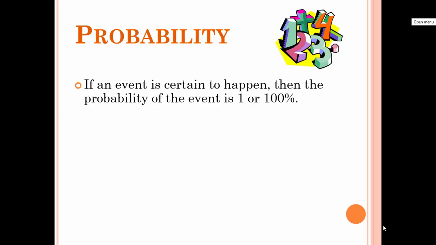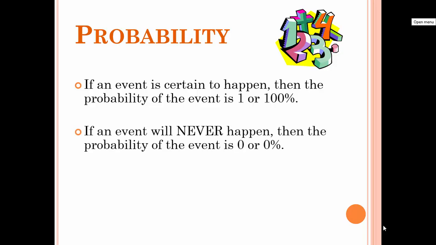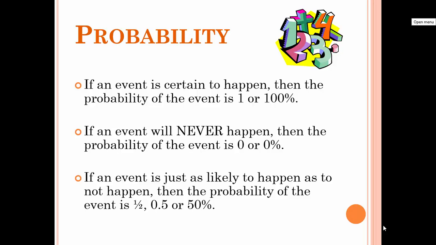So, as I just talked about, if it is certain to happen, then the probability of the event will be 1 if we are writing it as a fraction or a decimal, or 100% if we are writing it as a percent. If it will never happen, then the probability of the event to occur is 0 or 0%. If an event is just as likely to happen as to not happen, then the probability of the event is 1/2 and 5/10 or 50%.